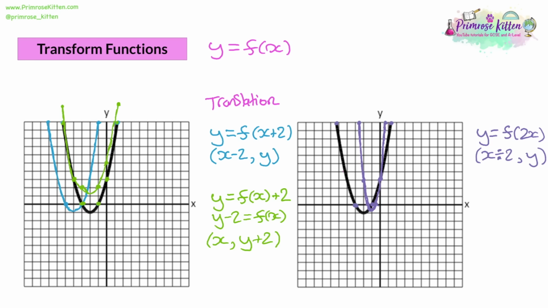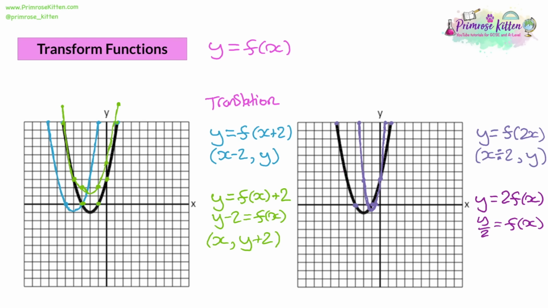Let's have a look at another. So we're going to look at y is equal to 2 lots of f of x. Now again, with this we can rearrange it to get that number onto the y. So that would be half of y is equal to f of x. So it's divided by 2.